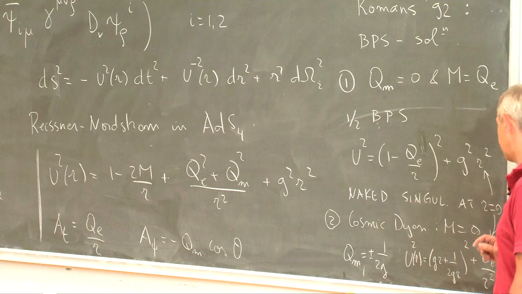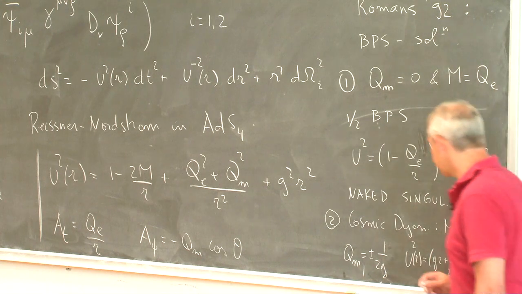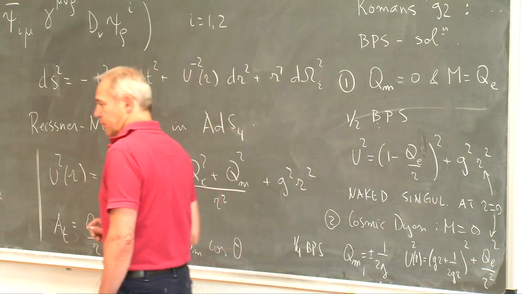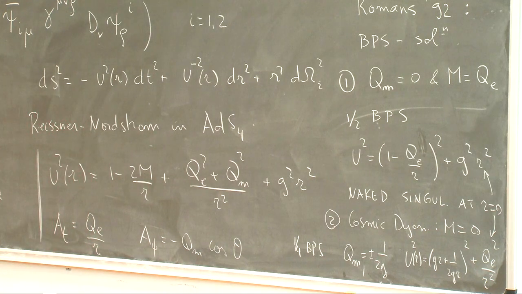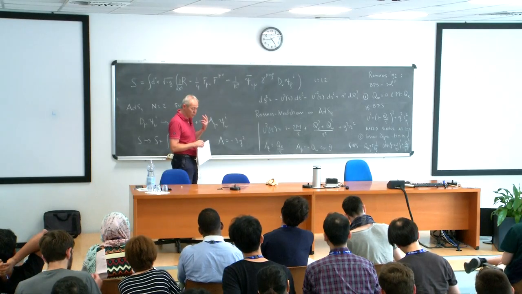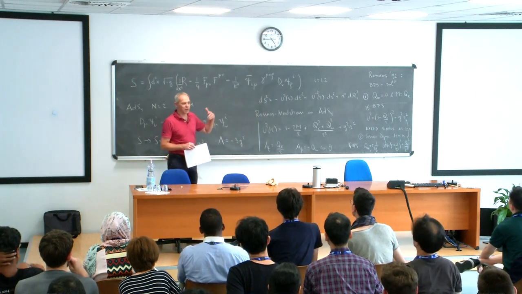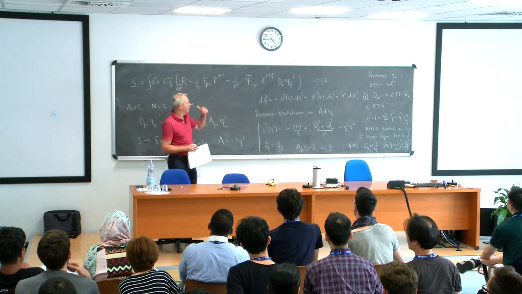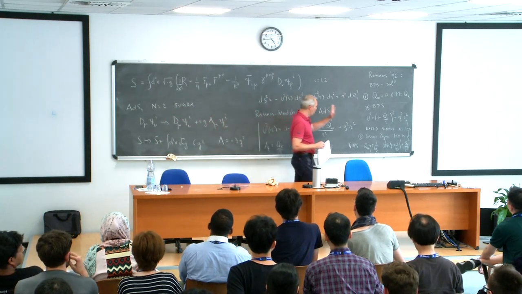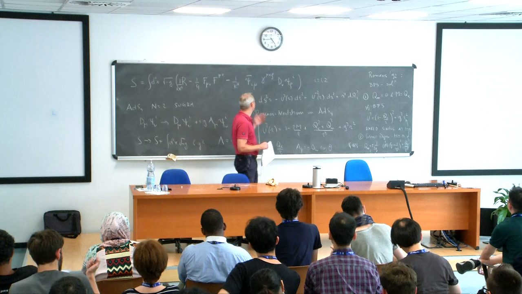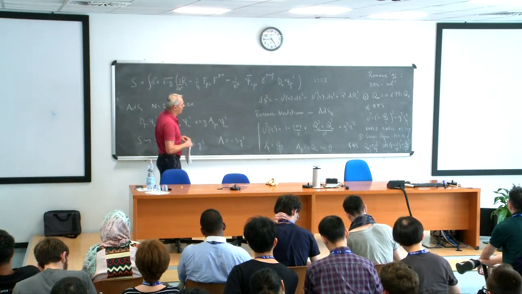This cosmic dion solution preserves not one half BPS, but one quarter BPS. That's a feature that we're going to see again in anti-de Sitter spacetimes. You can have one quarter BPS solutions in N equals 2 supergravity, so they preserve two supercharges out of 8. These are 8 supercharges: 2 Majoranas, and 1 Majorana is 4 real degrees of freedom. You have 2 of them, so that's 8. One half BPS means it preserves 4 supercharges, one quarter means it preserves 2 supercharges. In ungauged supergravity or minimal supergravity, there are no one quarter BPS solutions.